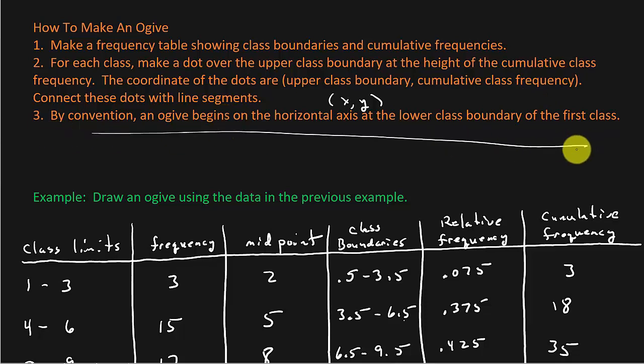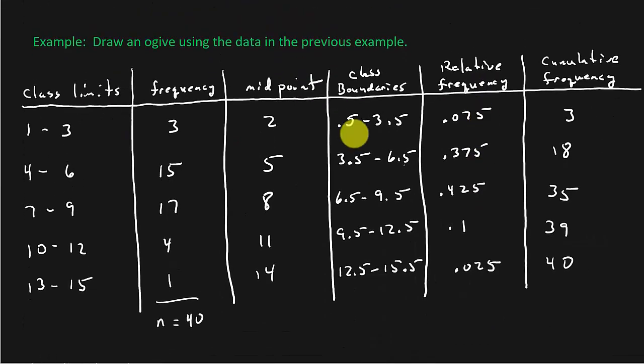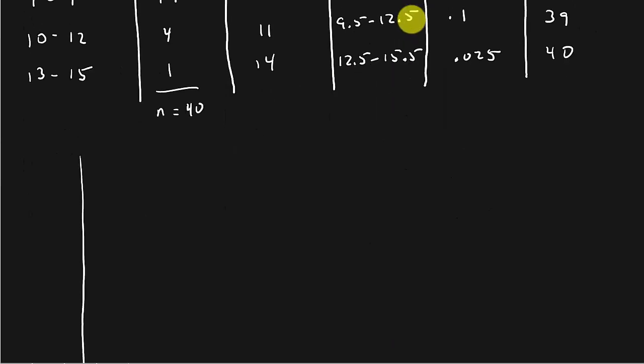But let's go down here to 3 real quick. By convention, an ogive begins on the horizontal axis at the lower class boundary of the first class. So the lower class boundary of the first class is 0.5. We'll put that right here, and that is where it begins. Just get that out of the way.